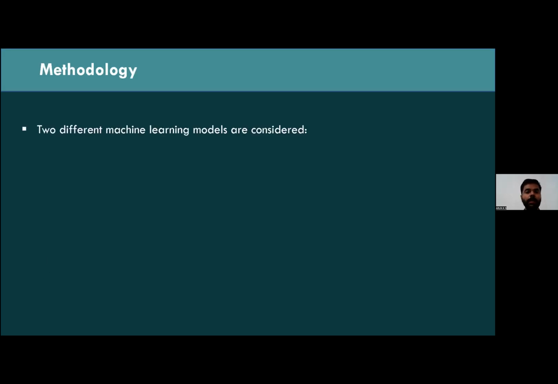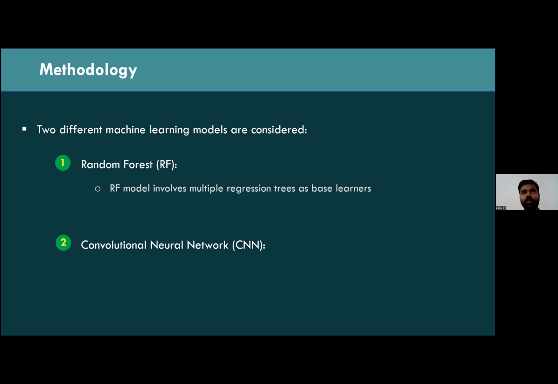Now coming to the methodology, 2 different machine learning models are considered in this study: random forest, RF, and convolutional neural network, CNN. Random forest is an ensemble learning technique that involves multiple base learners for the same problem. In ensemble learning, the estimates generated by the various base learners are averaged together to form the final estimate of the model. The base learners in the random forest model are regression trees, and the estimates generated from these regression trees are finally averaged to form the final estimate of the random forest.